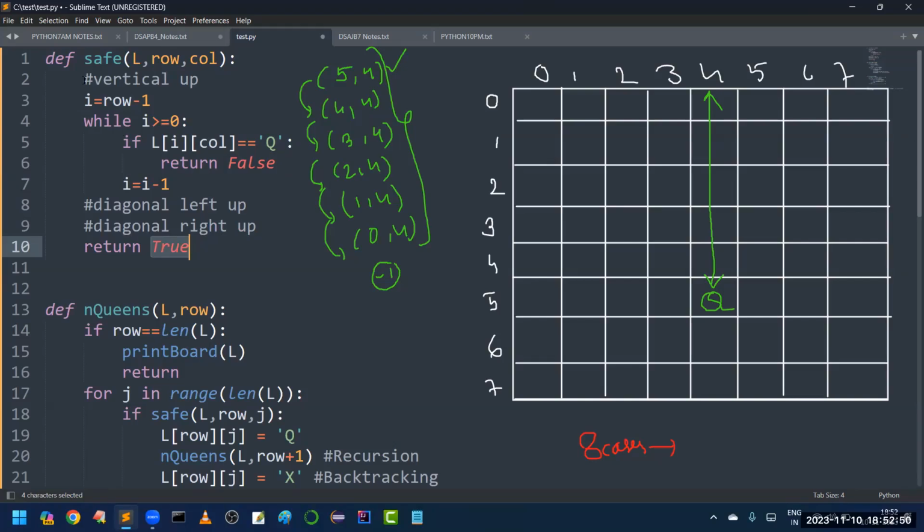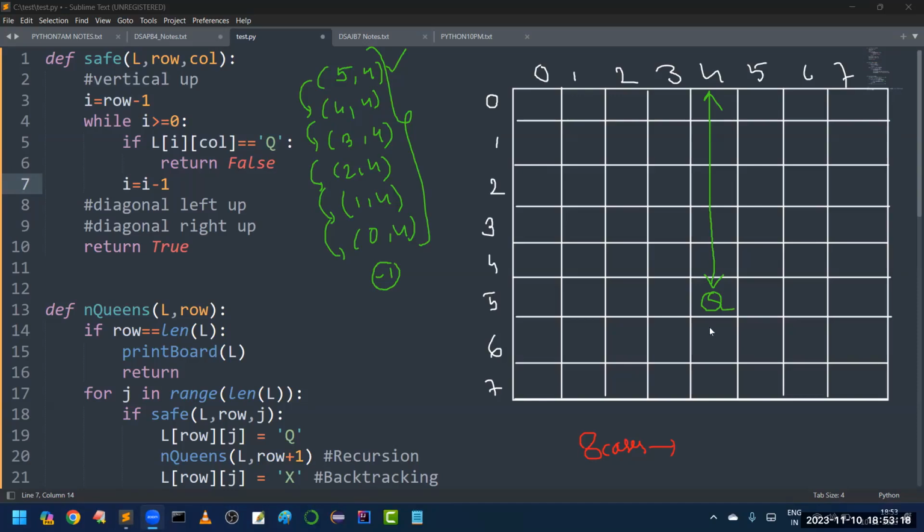Sir, please confirm, is this first case vertical up? How we are checking? Is it clear? Yes, please confirm everyone. Yes, Bharat, Deepak, yes, sir.